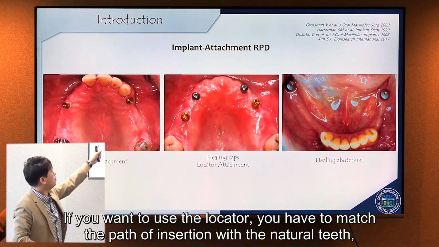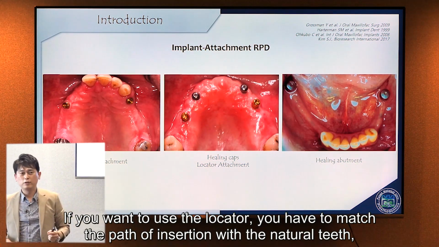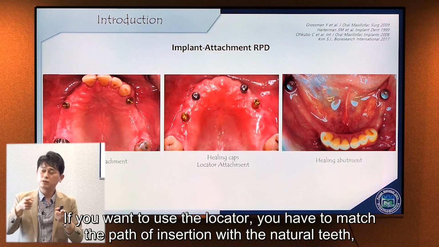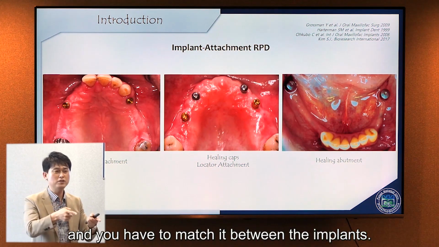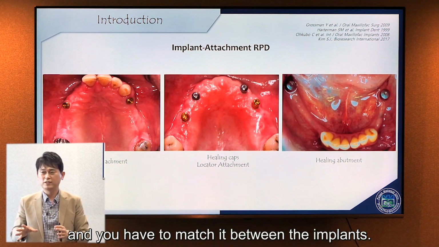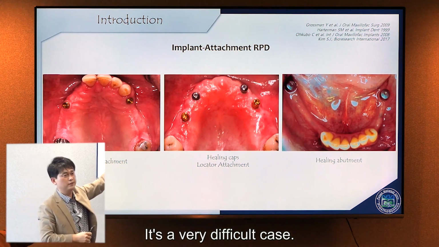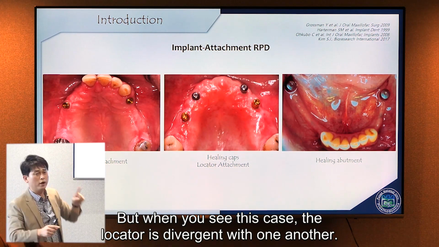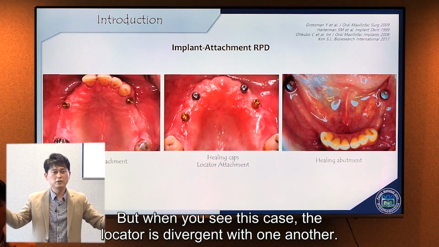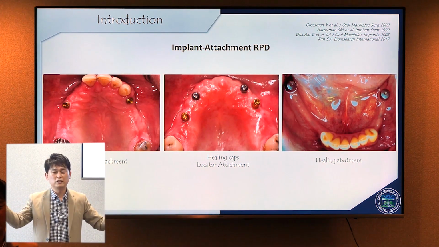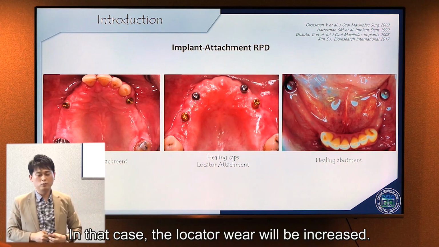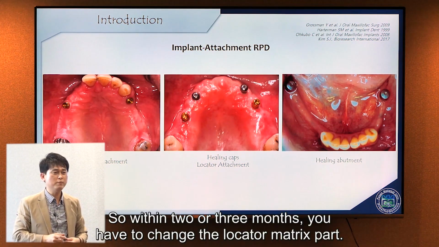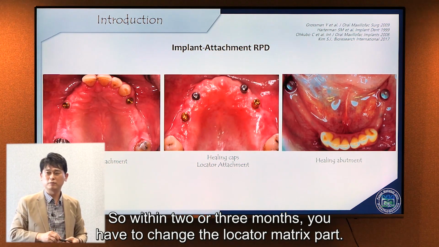So if you want to use the locator, you have to match with the passive insertion path of the natural teeth, and you have to match between implants. It's a very difficult case. But when you see this case, the locators diverge from each other. And in that case, locator wear will increase. So within 2 or 3 months, you have to change the locator matrix part.